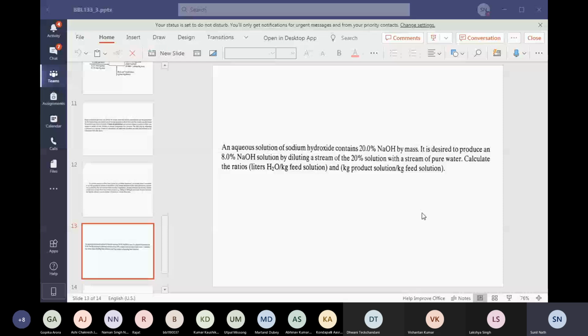So initially the composition is given as 0.2 grams, it's by weight, no? So 0.2 grams of NaOH per gram of feed solution. So the remaining is water, right? So please label that. And that is being diluted by a water solution. So that flow rate you do not know, how many grams you are adding to the 100 grams of the feed, that you do not know. So that is definitely an unknown. So label it.